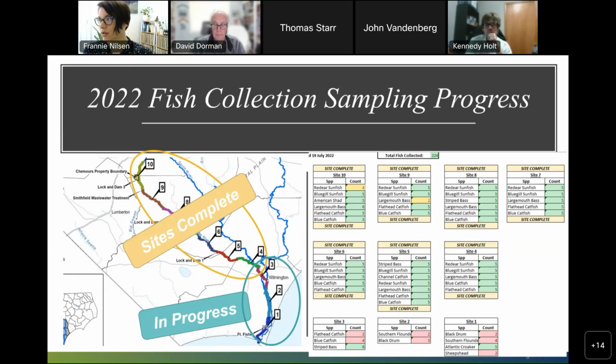So far, we have almost 230 fish that have been collected and filleted in our lab, and they're awaiting the next step, which would be homogenization and sending them to the laboratory for analysis.